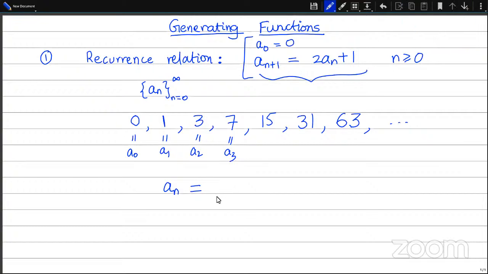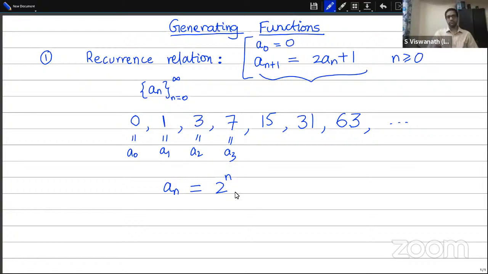2 to the power n times A0, plus... Okay, minus 1. Okay, wonderful. 2 to the n minus 1. So notice that it's just 1 less than powers of 2, right? We just have to ensure that the starting values match correctly. For example, for A0, 2 to the 0 is 1, so 2 to the 0 minus 1 is exactly A0. So now this formula is just a formula in terms of n, and this is true for all values of n greater than or equal to 0.